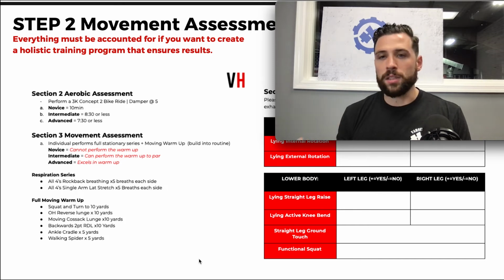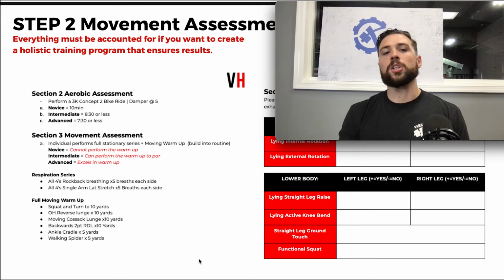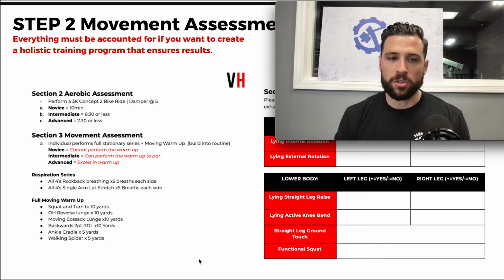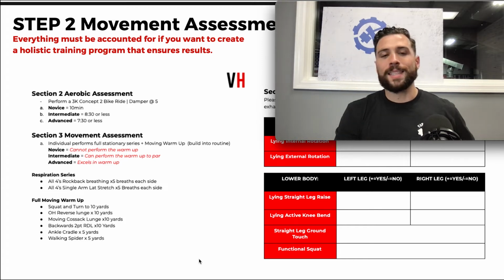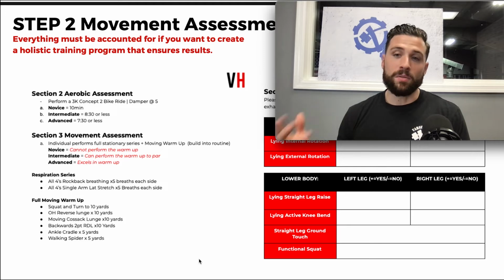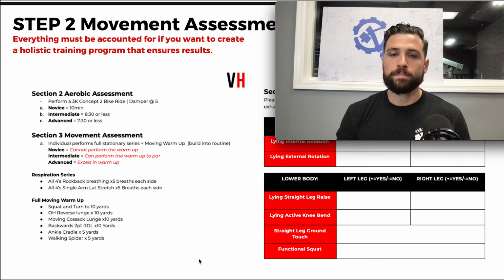Advanced, you excel in this warm-up. So your squat and turn looks good, you have some rhythm, your overhead reverse lunge looks good, you have good stability, good step back, good coordination, so forth and so on with all the other exercises. So you can see during this assessment process, we are beginning to categorize these individuals as novice, intermediate, and advanced. And this is going to allow us to create the best training program for them.